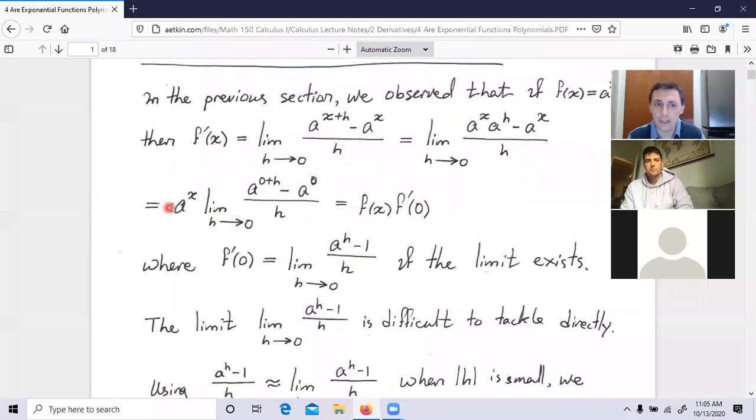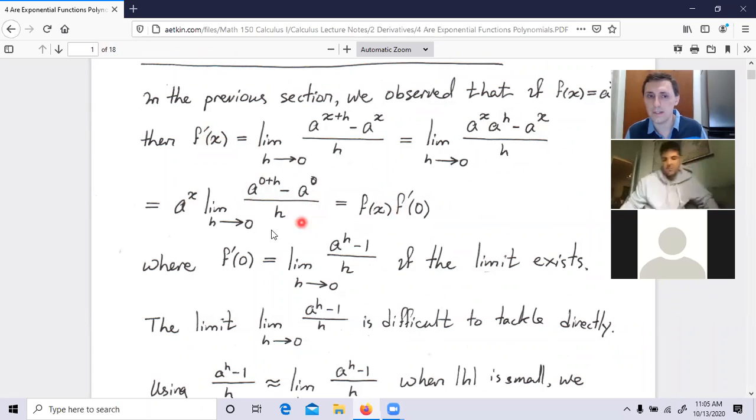Then I factor a to the x from this limit, and I obtain the limit as h goes to 0 of a to the 0 plus h minus a to the 0 over h. You understand? Even though the limit that I obtain is still a complicated limit, I do not know how to solve it, I notice that this function has an interesting type of derivative. If you calculate the derivative at any point, the result ends up the same as if you calculate it at 0 and then multiply by the function.